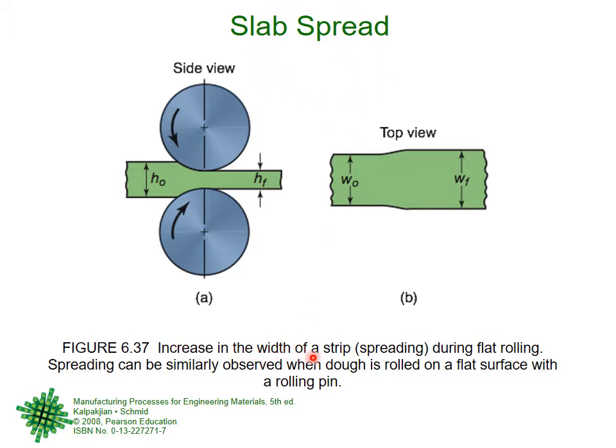So this is called slab spread, right? Increase in the width of a strip during flat rolling. This increase in the width is called spreading. Spreading can be similarly observed when dough is rolled on a flat surface with a rolling pin. In your house, if they are making bread, they take a small round wheat dough and a rolling pin and roll it, and exactly this happens: the thickness goes down, the area increases. So rolling does exactly that.